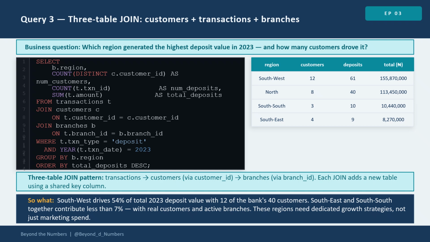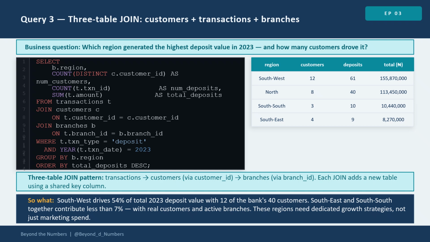Each join needs a shared column. Transactions and customers share customer ID, transactions and branches share branch ID. So we filter for deposits only, and for the year 2023, then group by region. If you look at the results, Southwest has 12 customers, 61 deposits, and 155 million naira. The North has 8 customers, 40 deposits, and 113 million naira. Then you have the South South and Southeast together contributing less than 20 million naira.